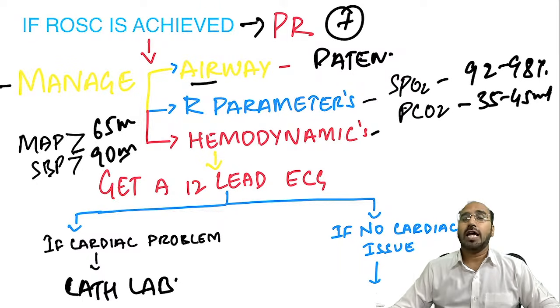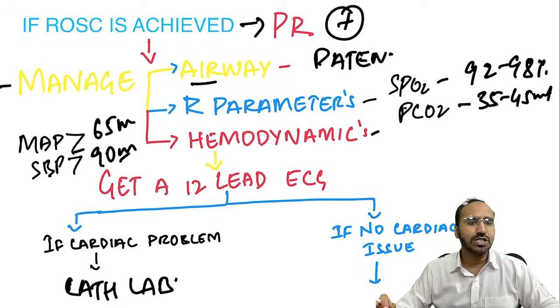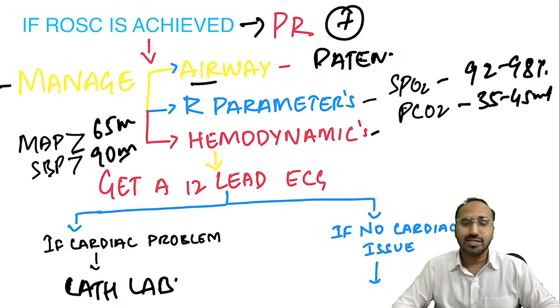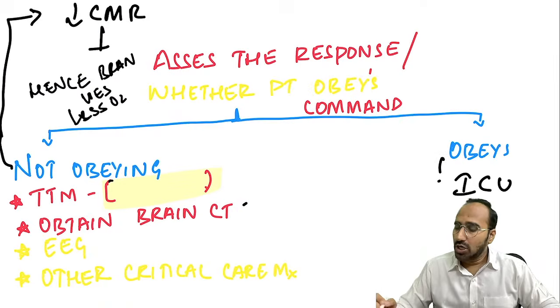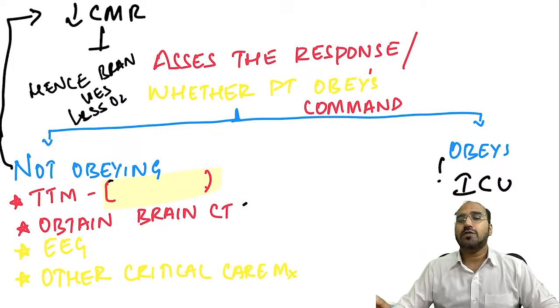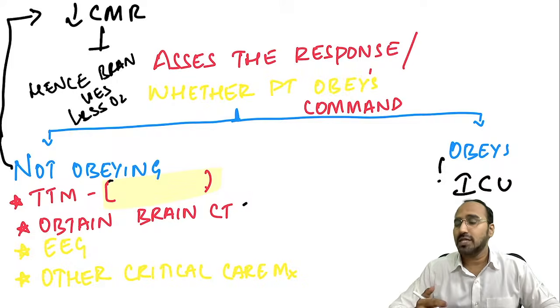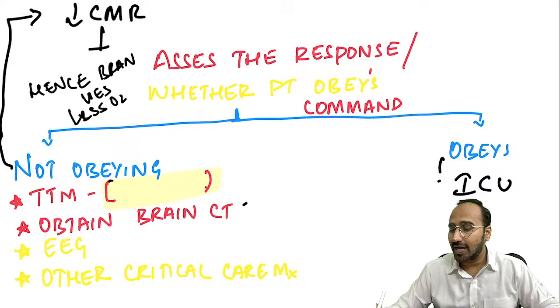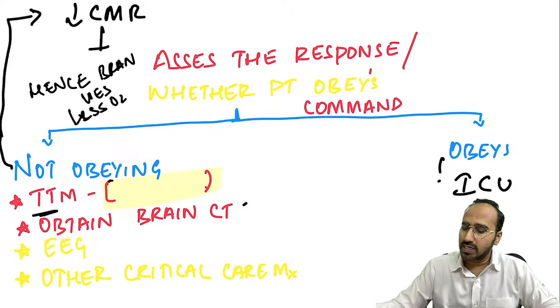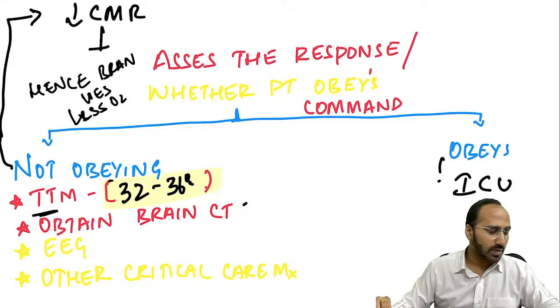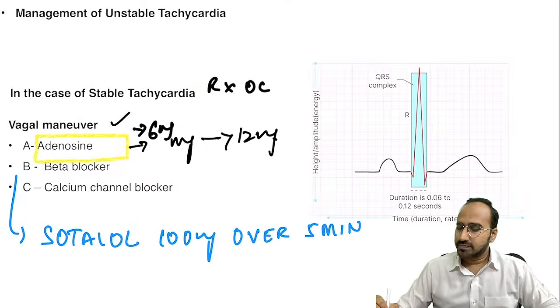That should be the aim. And after that, get a 12 lead ECG. If there is a problem in the 12 lead ECG, send the patient to the cath lab. If there is no problem, assess the patient's response. If the patient is responding, shift the patient to ICU. If he is not responding, you have to shift the patient for CT scan, and after the CT scan, target temperature monitoring has to be done. Very, very important. The temperature that you maintain over here is 32 to 36 degrees Celsius. Very, very important.